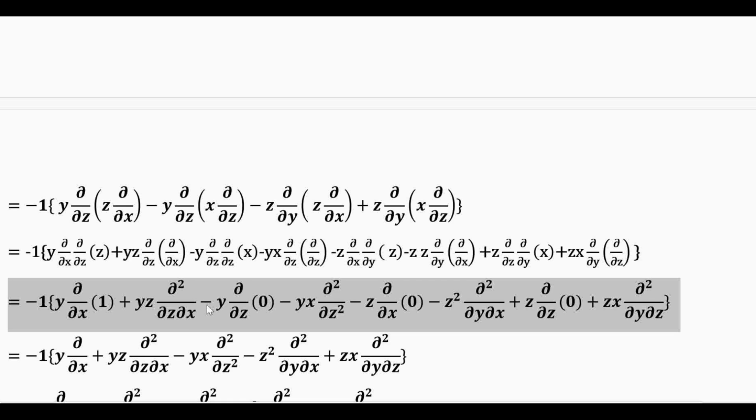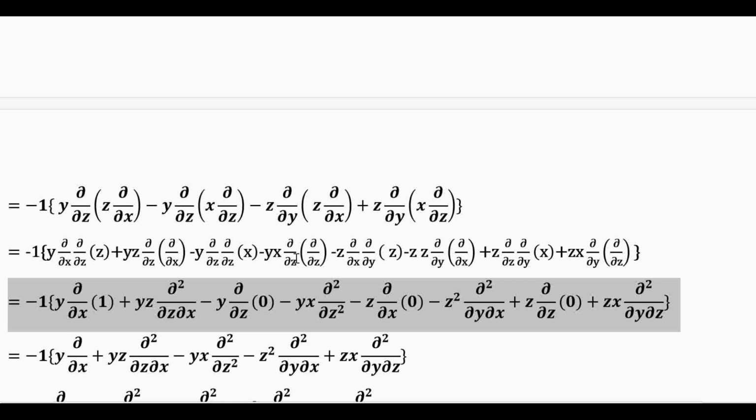The next step is a little important. See, minus y ∂/∂z of 0. How does this 0 come? It comes as the value of ∂/∂z of x. When you are taking the partial derivative with respect to z of the x term, it is considered a constant. It is considered like a number. Say what will be the partial derivative of 3, then you know it is 0. So the partial derivative of x with respect to z is equal to 0. Therefore here you will find the term 0.